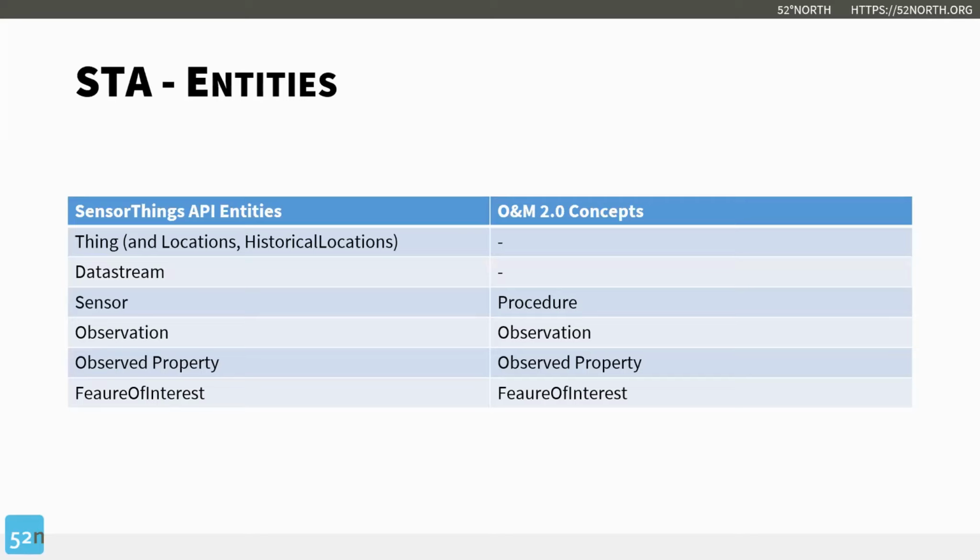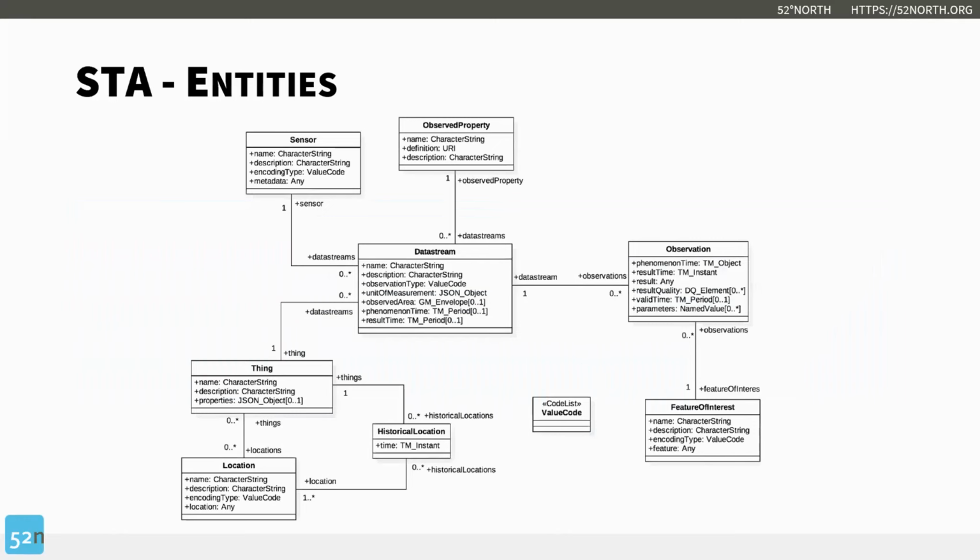However, we get two new entities in here. On the one hand, the data stream. Data stream is basically aggregating multiple observations. And a thing. Thing could be an object to which a sensor is attached, which is then another IoT-specific concept which has been added here to the standard. So on the next slide, you see an overview of this.